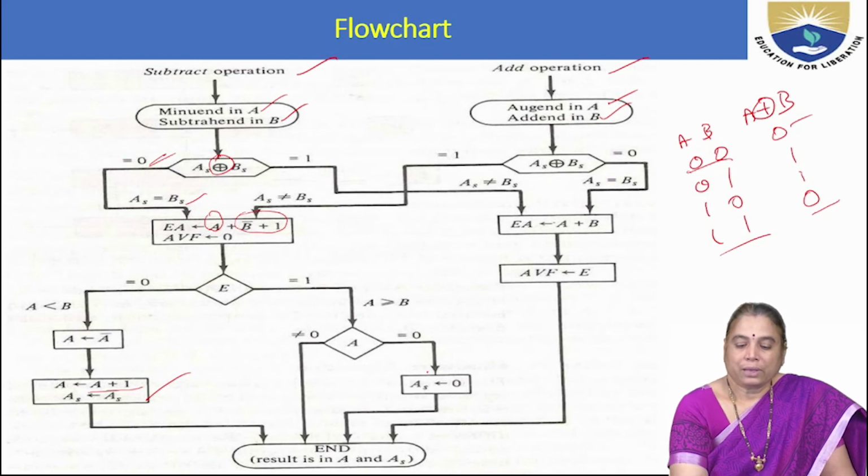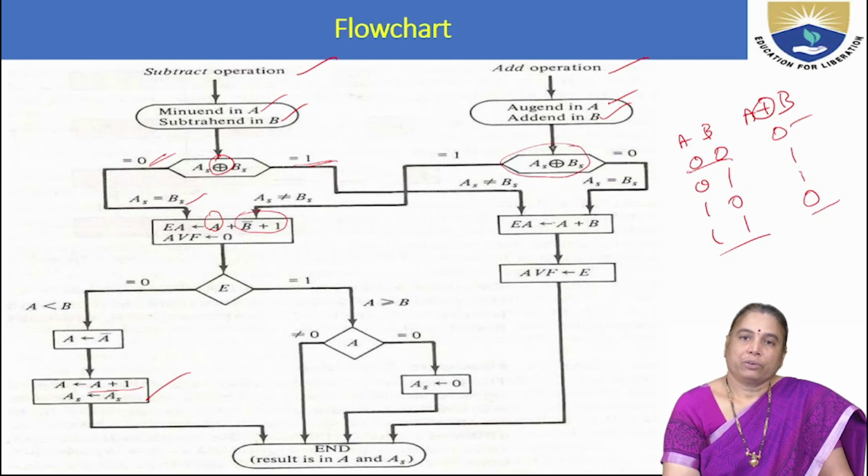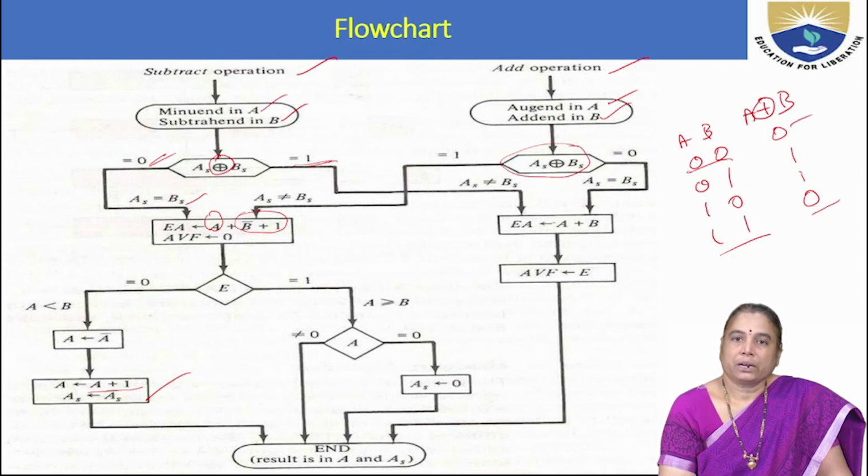So if both signs are different, then addition has to be performed. So this line has to be moved to here. Depending upon the sign checking, whether to perform the addition operation or subtraction operation can be decided. This can be decided with the exclusive OR operation, and if the result is 0, both the flip-flops consist of the same sign.